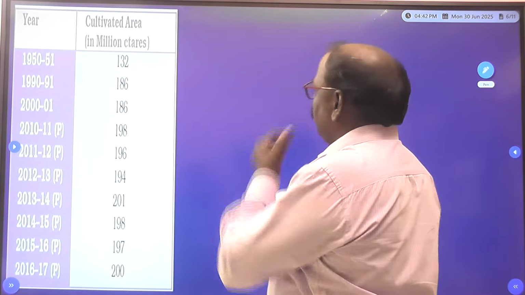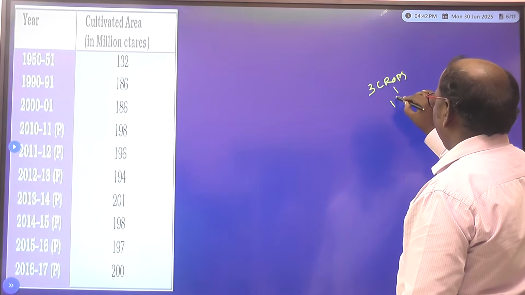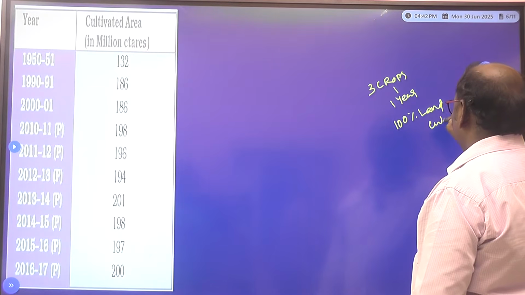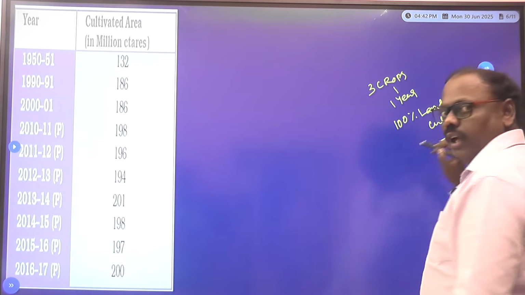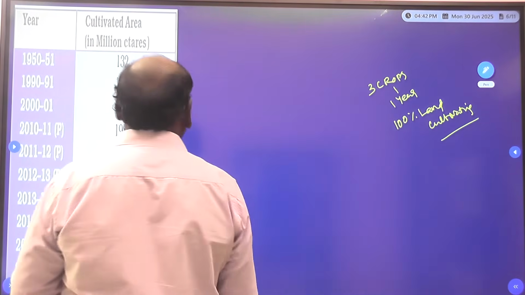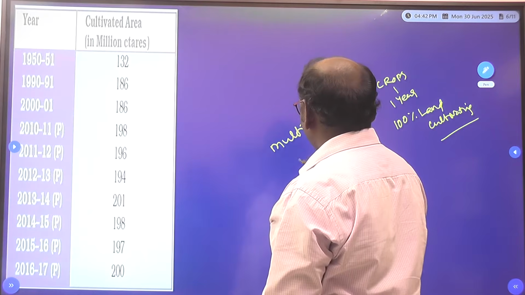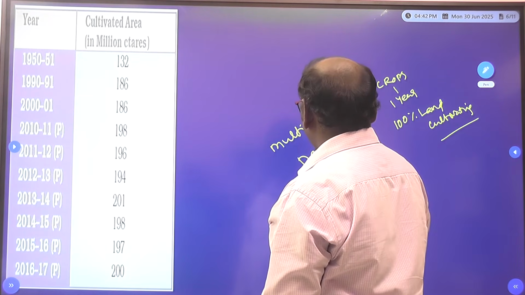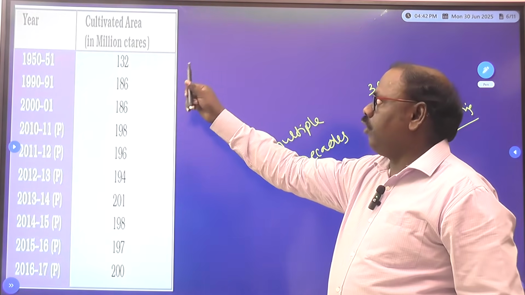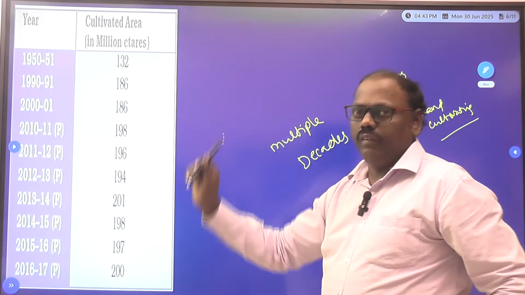See, if you are seeing here, we discussed that 3 crops per 1 year and 100% of the land they are cultivating. Accordingly, the survey has been given. If you see here in this diagram, across multiple decades, they are having some sort of survey. They are representing in the form of millions of hectares what kind of cultivated area they are having for each and every year.